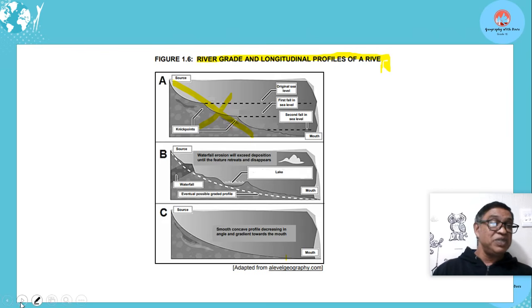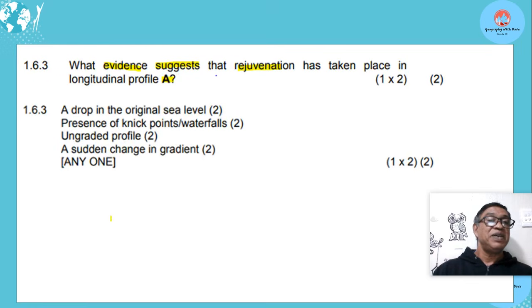Okay, so let's go to the answers. Drop in original sea level, because it seems there that at the end there's a drop in the sketch. Presence of nick points, more than waterfalls. It's an ungraded profile, means it has changes in gradient all the time, because of the obstructions. So therefore, rejuvenation will occur. And of course, we have to give as many options as possible. There's a sudden change in the gradient when you notice those things, when the nick points were there.